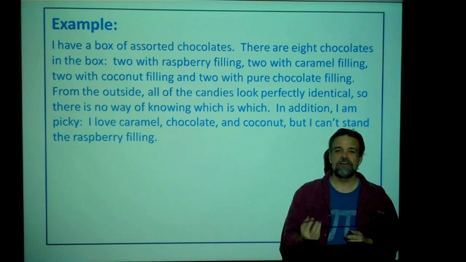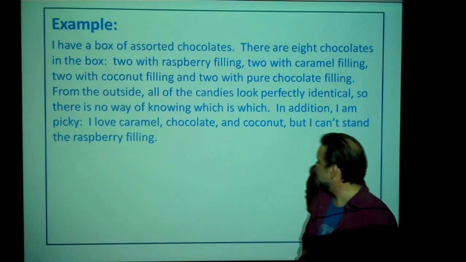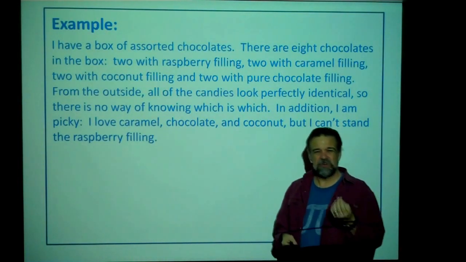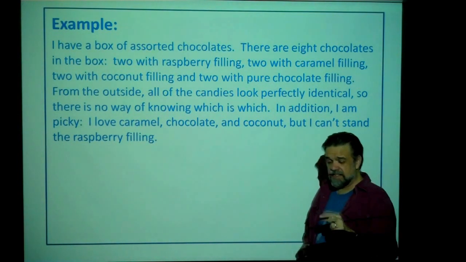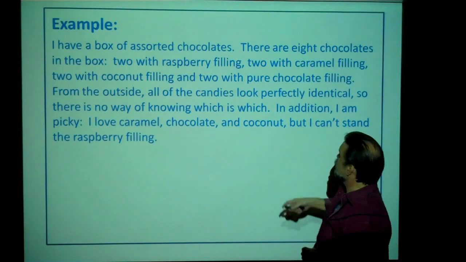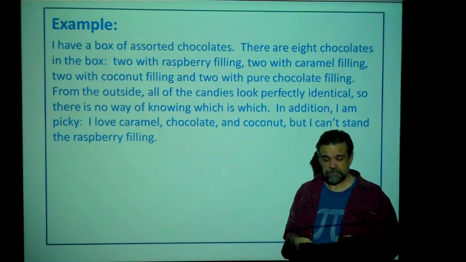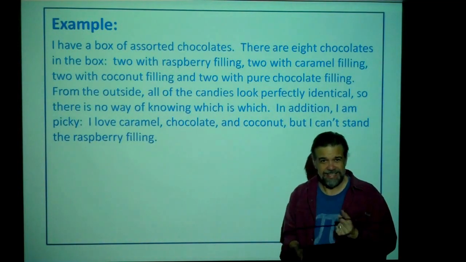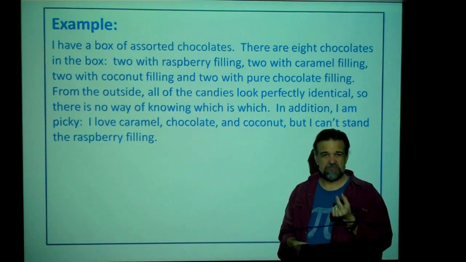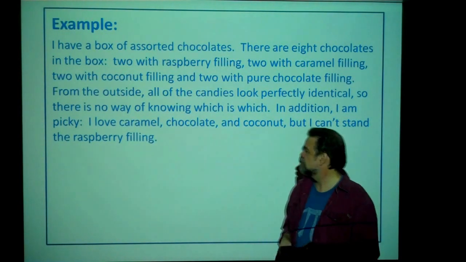All right? I love these candies, except for the raspberry kind. I really don't like the raspberry kind. I like raspberries, but it's that weird sort of artificial raspberry flavor that I can't stand. So as I pick up a chocolate, now, all the candies look perfectly identical, okay? As I pick one up, I'm thinking, please, let it be one of the kinds that I really like. Don't have that gooey pink stuff on the inside. Give me caramel, give me coconut, give me chocolate, not the pink stuff.